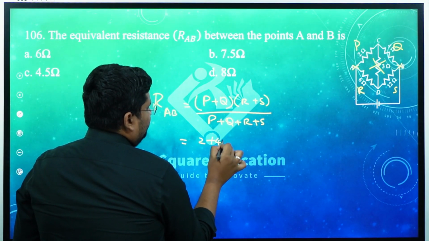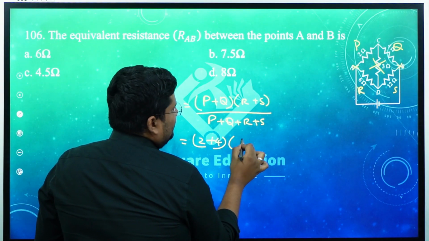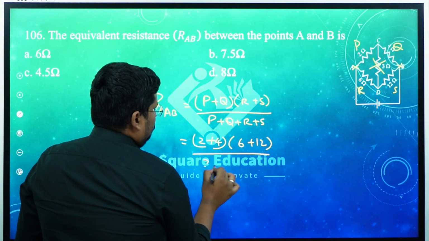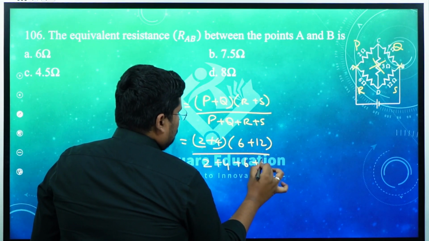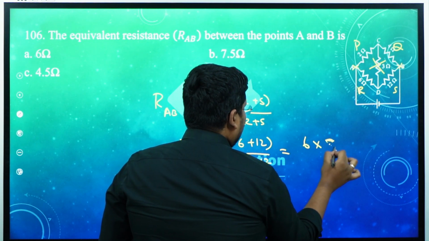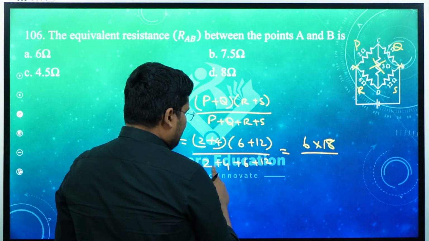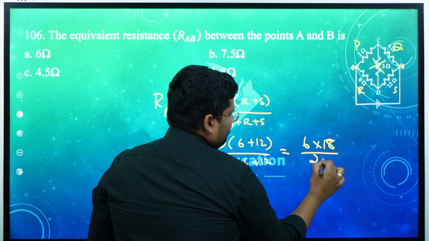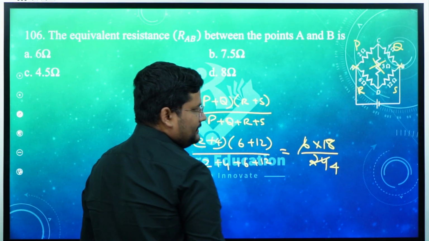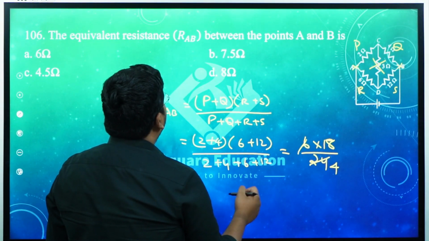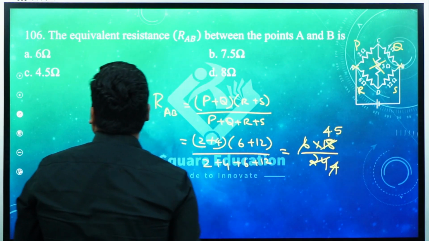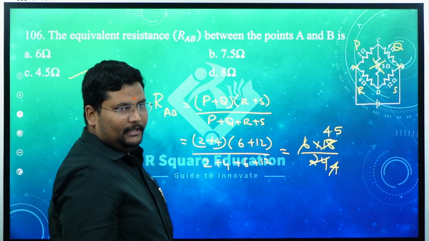2 plus 4. R plus S is going to be 6 plus 12. So, totally how much? In the denominator, 2 plus 4 plus 6 plus 12. So, it's going to be 6 into 18 divided by 24. Correct? 6 4s are 24, so how much is it going to be? 4 4s are 16, 20, so 4.5. So, the answer is 4.5 ohms.